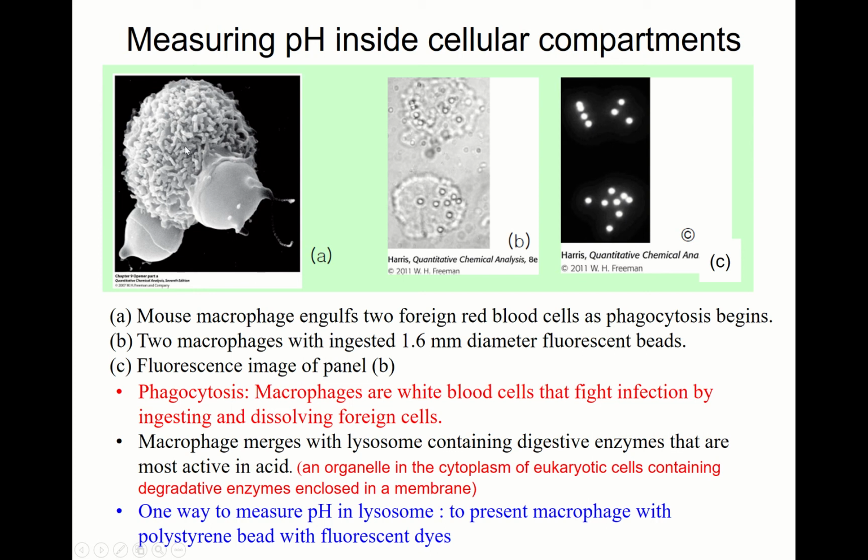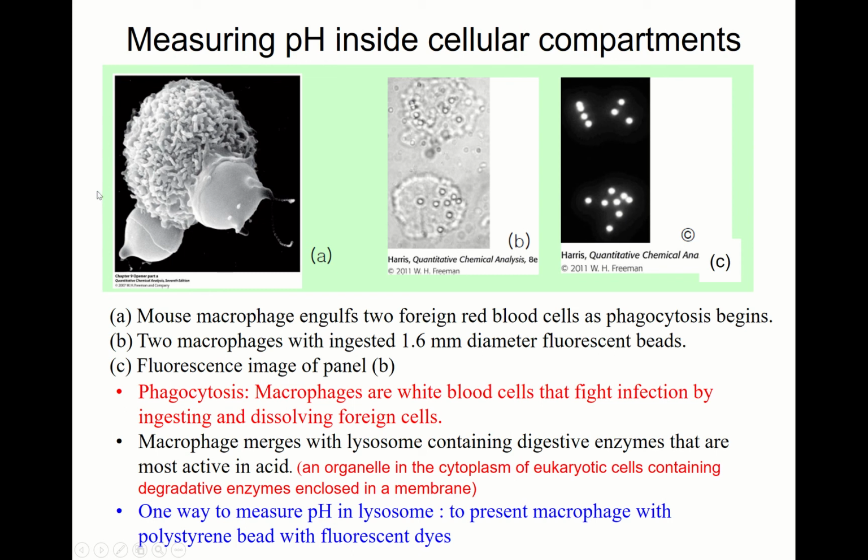This first picture is a picture of a mouse macrophage eating these two foreign red blood cells. This process is called phagocytosis. The phago means eating; it has a Greek origin. Phagein means to eat, and cytosis refers to the cell. So this is cell eating.